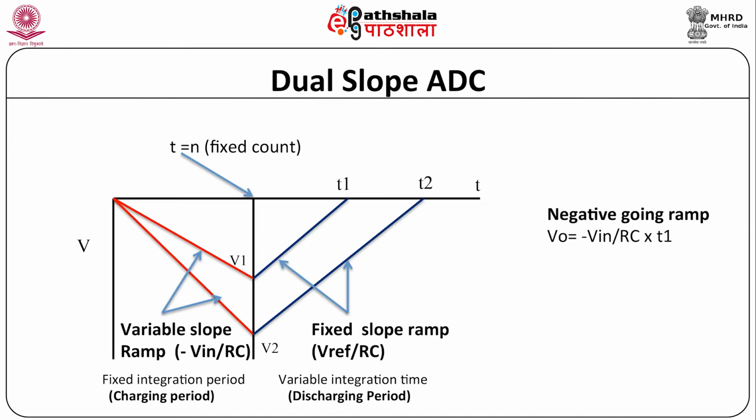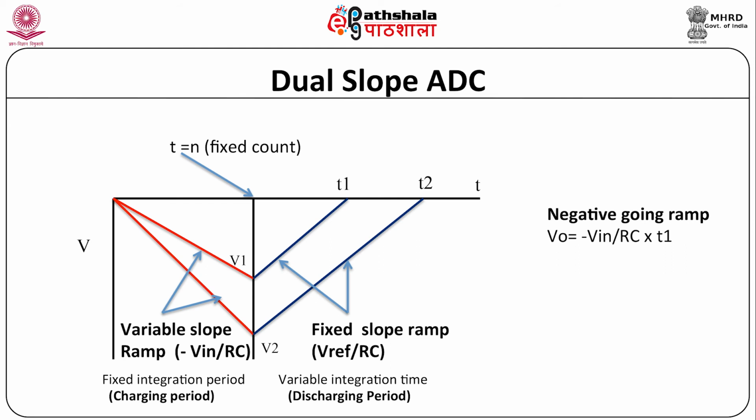In dual slope ADC, the integrator generates two different ramps, one with unknown analog input voltage Vin and another with known reference voltage minus V reference. Hence it is called dual slope ADC. The first negative going ramp continues for a fixed time period T1, which is determined by the counter. At the end of fixed time T1, the ramp output of the integrator is given by V0 equals minus Vin upon RC times T1.